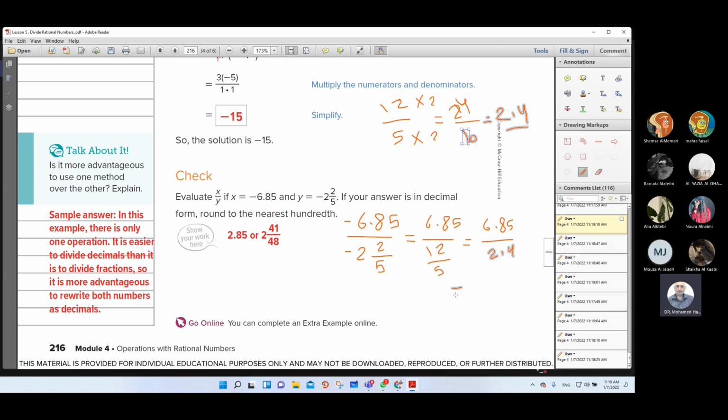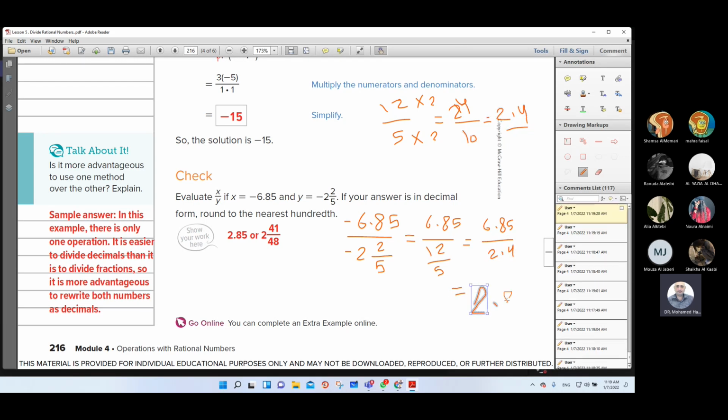Then you can divide 6.85 by 2.4. You will get 2.85. This is as a fraction, and you can change this fraction to a decimal. And this is as a decimal, and you can change this decimal to the fraction and to the mixed number.